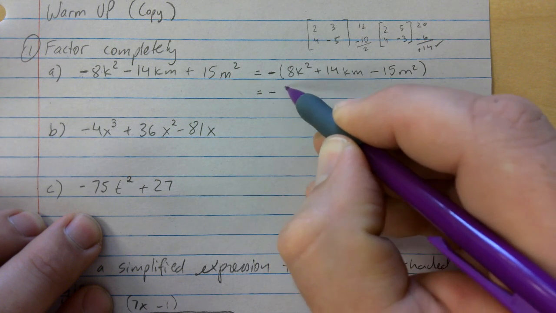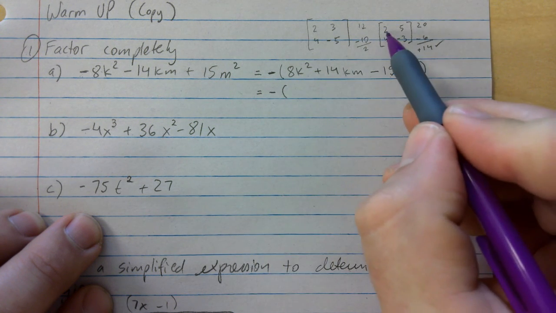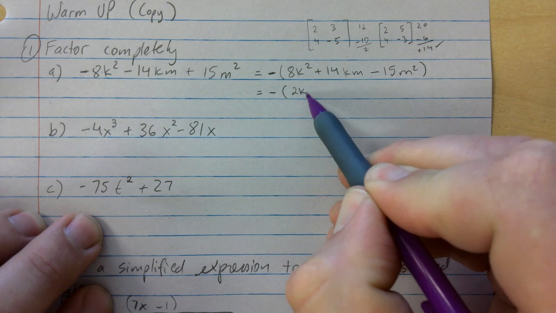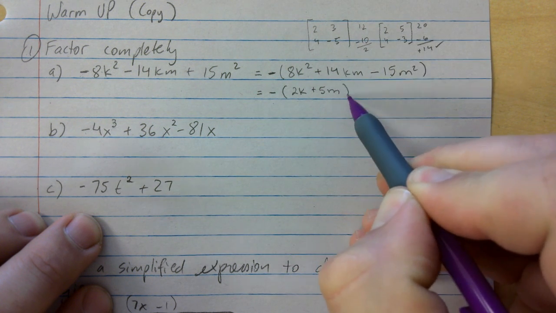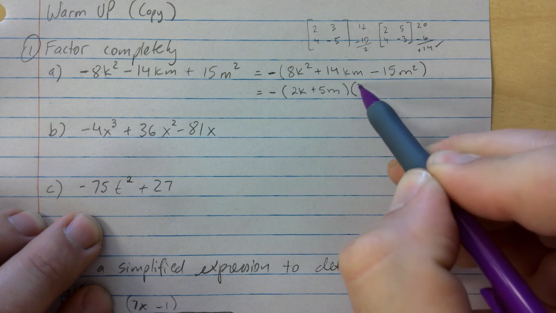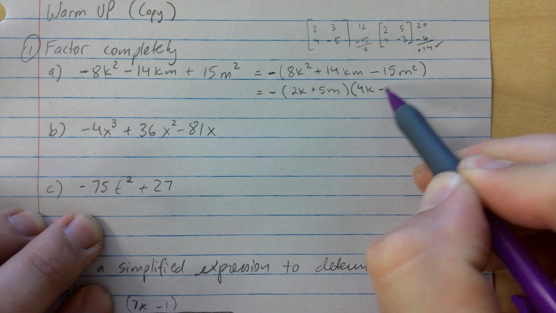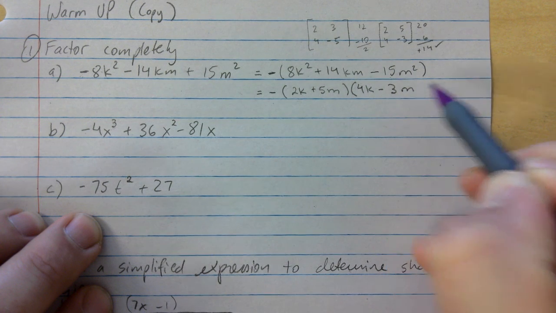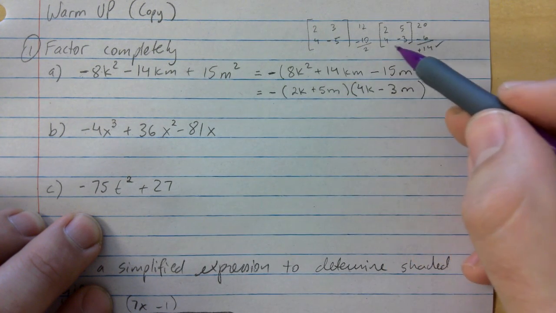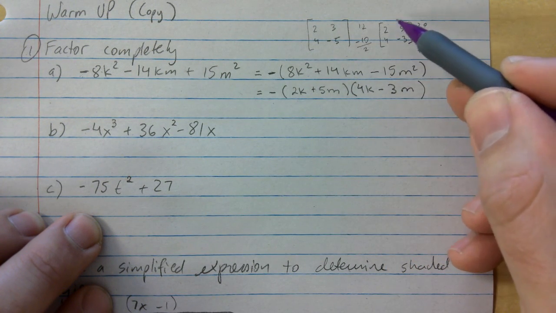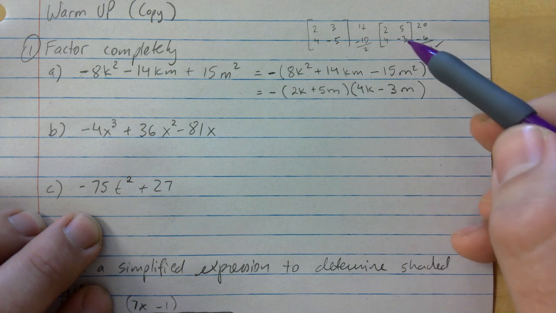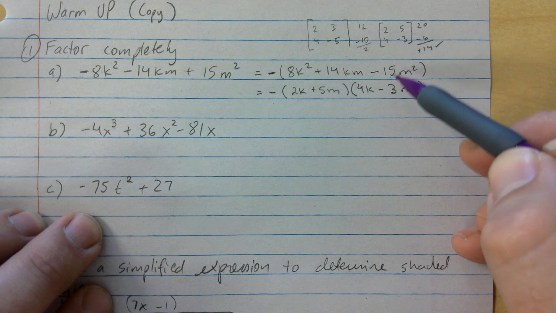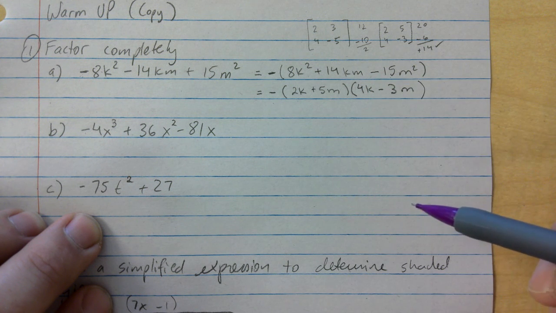So this would be negative, and then we use this matrix, 2k plus 5m, and then it's 4k minus 3m because it's multivariable, right? So I base it exclusively on this matrix, the box, right? Don't have these numbers appear there. And you also make sure the signs follow, right? And there you have it.